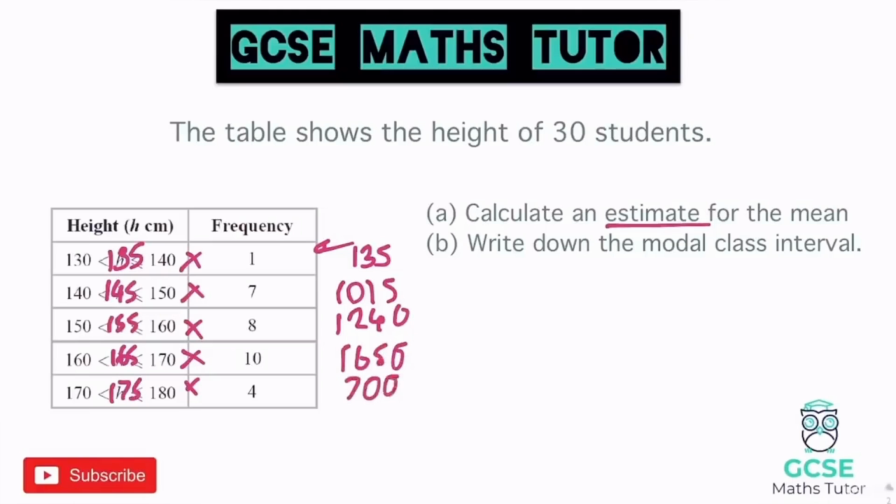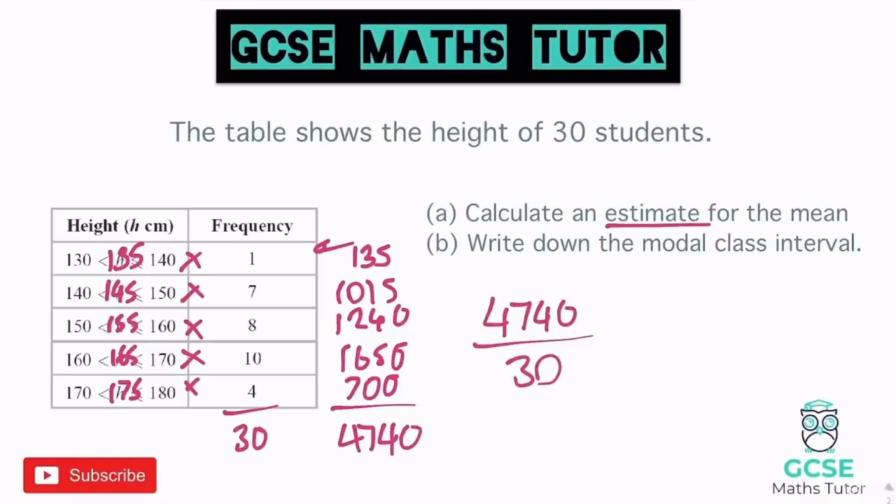And again, from here, it's just the same process. We add those all together. So 700 plus 1,650 plus 1,240 plus 1015 plus 135 gives us a total there of 4,740. And again, it said that there were 30 students there, which we can find from the bottom. So finishing the sum exactly the same as before, 4,740 divided by 30 will give us an estimate here for the mean, because again we have just guessed what their heights are using those midpoints, which gives us 158.